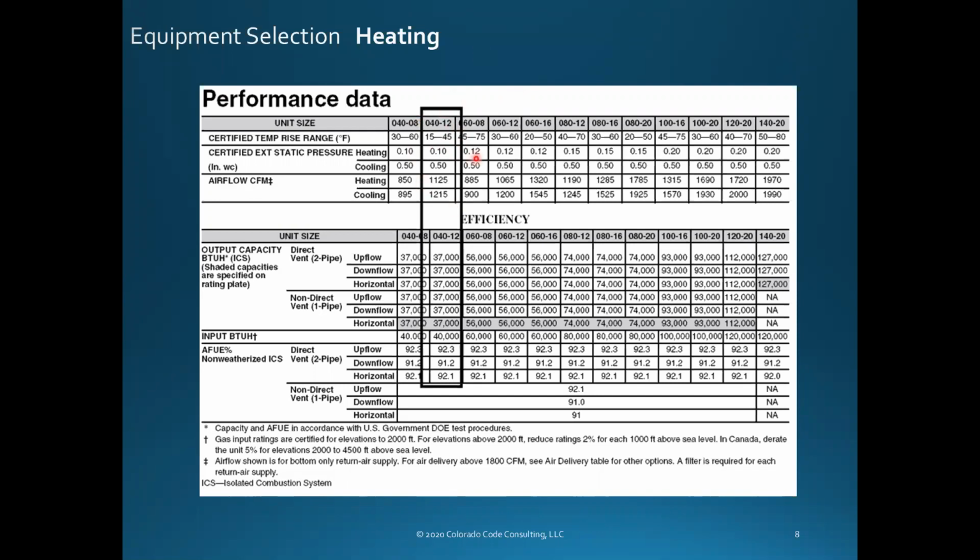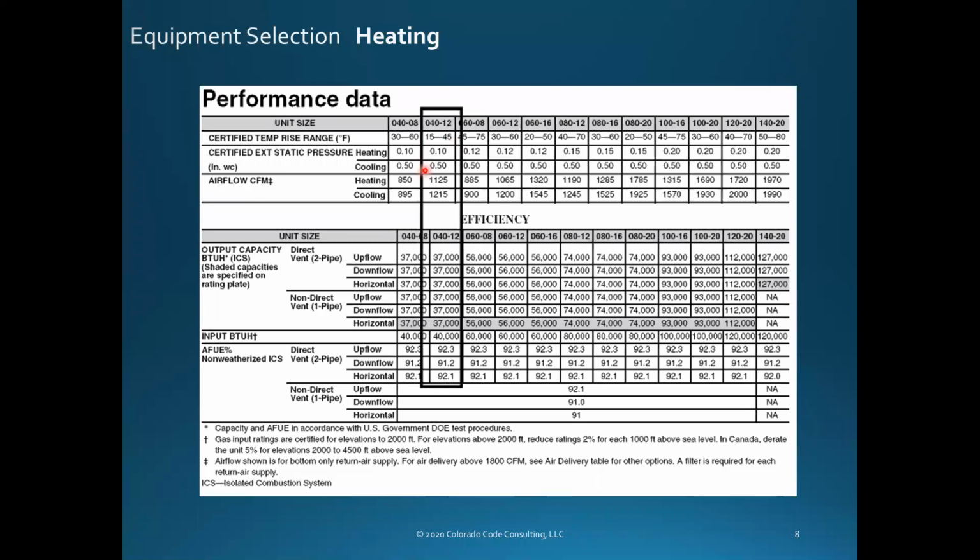The other thing that we need to look at here is this certified external static pressure. Heating was done at a 0.1, cooling was done at a 0.5, and that's what they did in the factory in their wonderful test lab. So at a 0.1 external static, it was moving 1,125 CFM, and at a 0.5 external static, it was moving 1,215 CFM. I'll show you where that works on the fan speed chart, because the only reason this is quote certified is because that's the only two places they run the test.